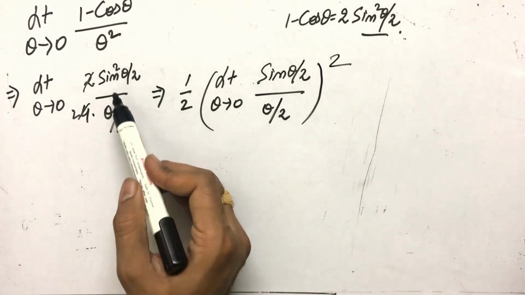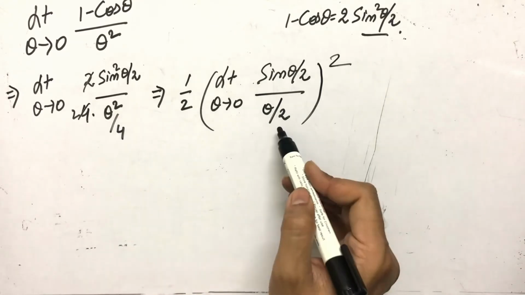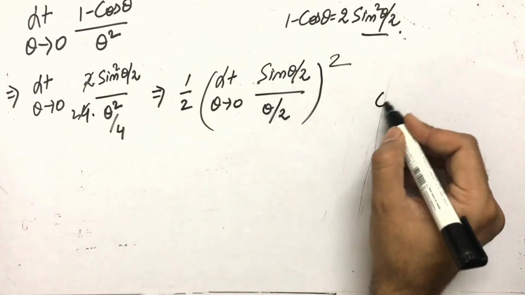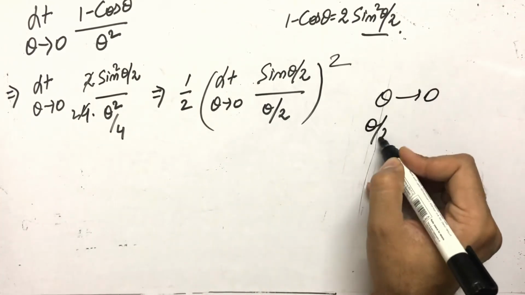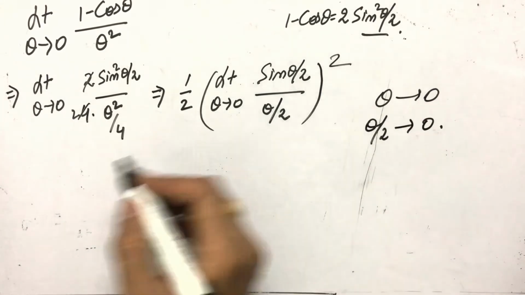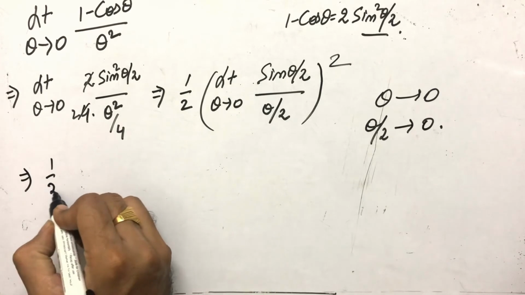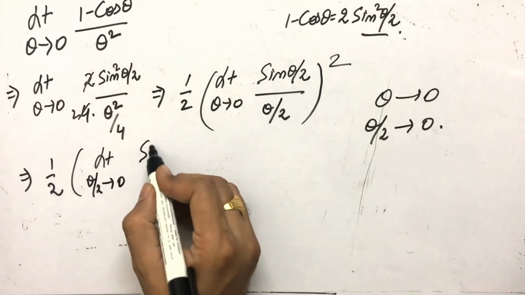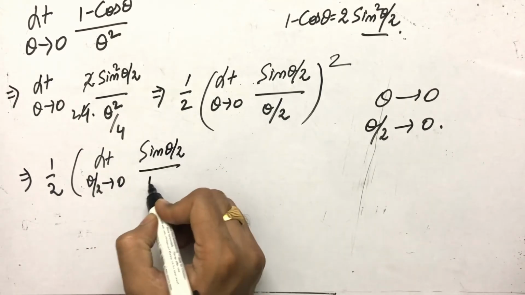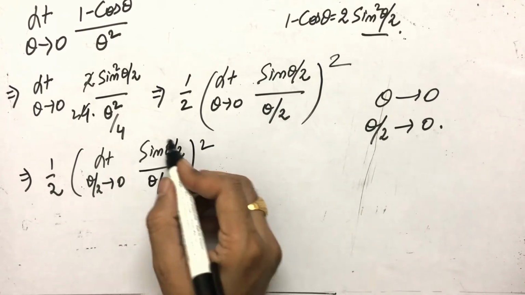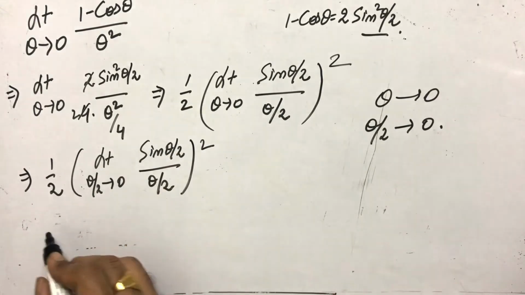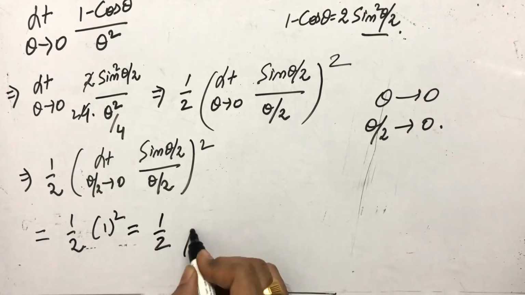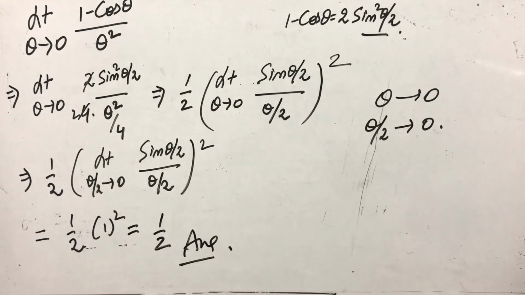We have square here as well as theta by 2 square here. So we can easily write whole square of this. And also if theta tends to 0, theta by 2 also tends to 0. So using that here, we have 1 by 2 limit theta by 2 tends to 0 sine theta by 2 upon theta by 2 square, and the value of this is 1. So we get 1 by 2, 1 square, 1 by 2 is the required answer.